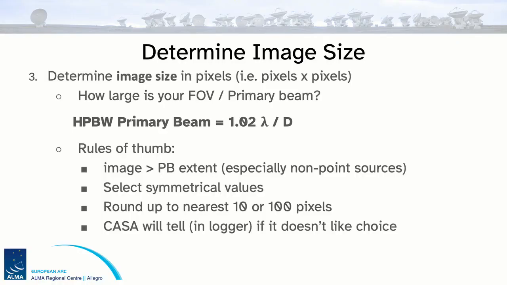Next, you will need to estimate the extent of your image. If you have a single pointing, this is easy, and you can even estimate your field of view by calculating the half-power beam width of your primary beam. To be conservative, you should multiply this by some factor, like 1.5 or 2. Alternatively, if you have a mosaic, the easiest thing to do is to look at the extent of the products already imaged in the product directory, or to look at the mosaic pointing information in the weblog or QA2 report. In general, you want symmetrical shapes and round numbers, and CASA will tell you if it doesn't like what you're choosing.